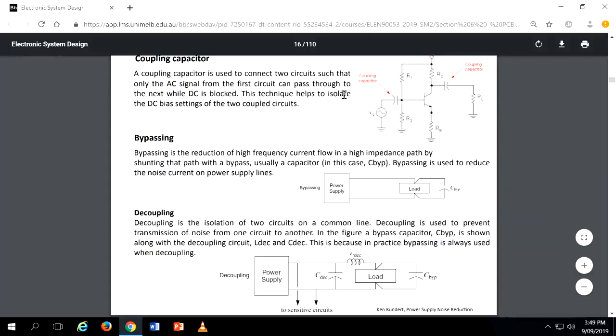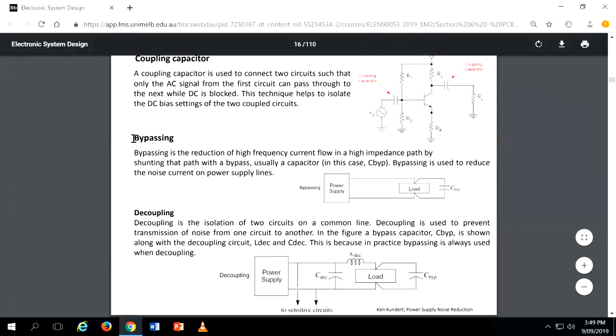This technique helps to isolate the DC bias settings of the two coupled circuits. So these types of things are used for isolation, and that is called coupling. I wouldn't use the term coupling when you have a capacitor near the IC. Coupling for me is this one. Then bypass, this makes sense.